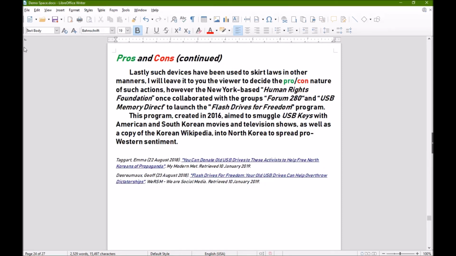Lastly, such devices have been used to skirt laws in other manners. I will leave it to you, the viewer, to decide the pro-con nature of such actions. However, the New York-based Human Rights Foundation once collaborated with the groups Forum 280 and USB Memory Direct to launch the Flash Drives for Freedom program. This program, created in 2016, aimed to smuggle USB keys with American and South Korean movies and television shows, as well as a copy of the Korean Wikipedia, into North Korea to spread pro-Western sentiment.